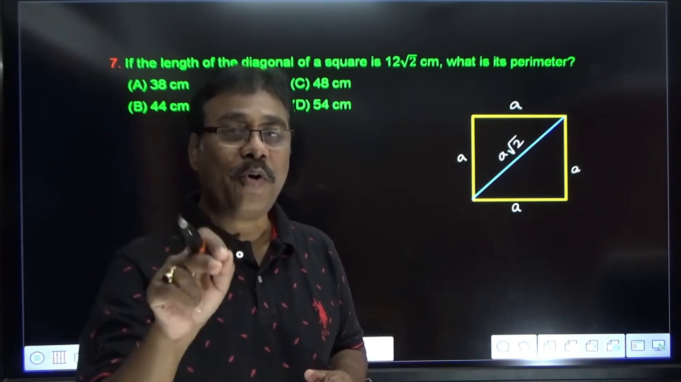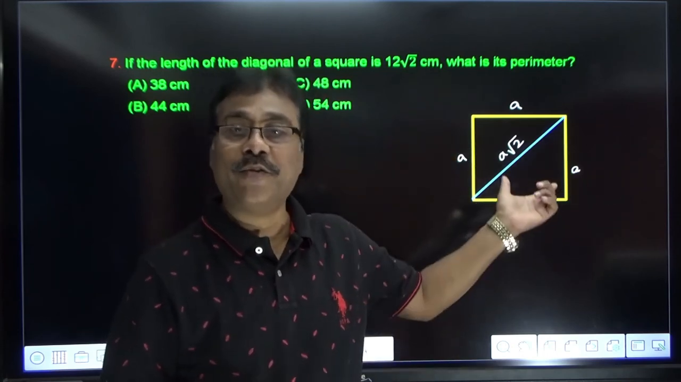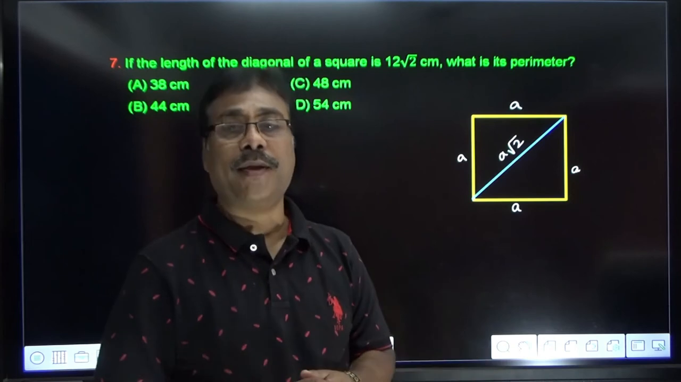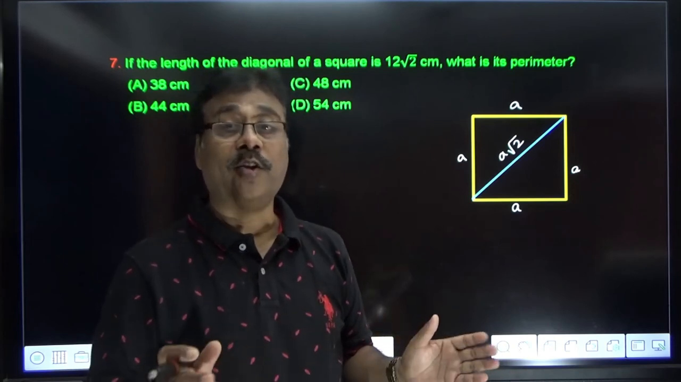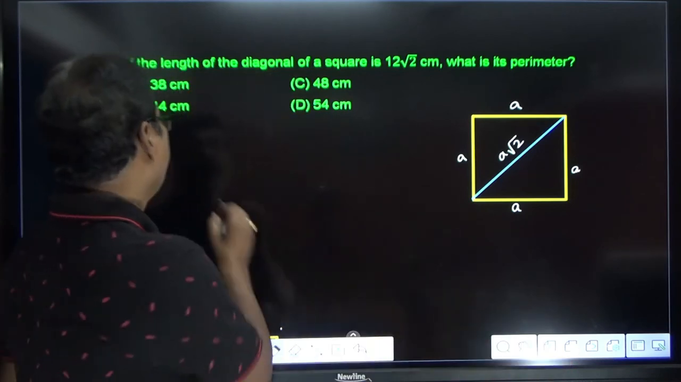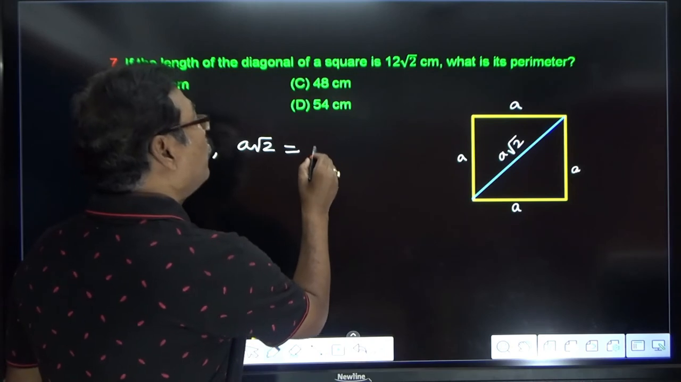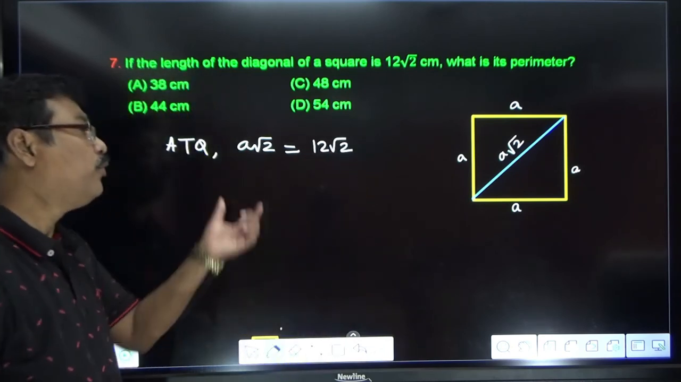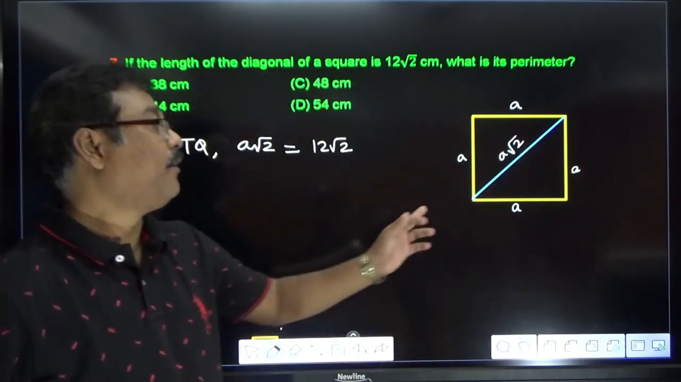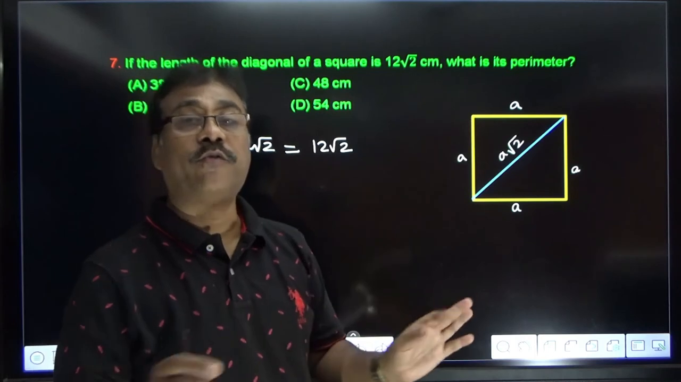For that I need to know what A is, and how I will get A. Because the formula for the diagonal is given to me now, I can make use of this. I can write the diagonal A root 2 is equal to 12 root 2 because it is given. From that I can find the value of A. Once I get A, I can find the perimeter. So according to the question, A root 2 is equal to 12 root 2. Sir, from where did I get A root 2? This is the formula for the diagonal of a square. The diagonal is A root 2, and it is given in the question that the diagonal of the square is 12 root 2. So A root 2 has to be 12 root 2.